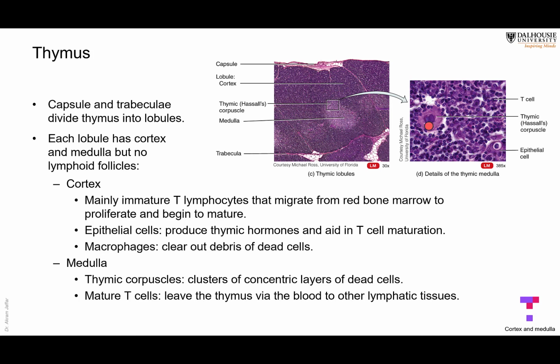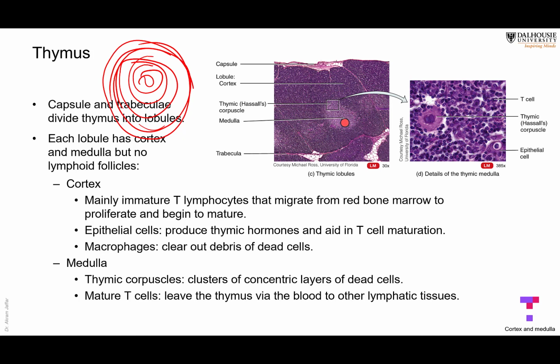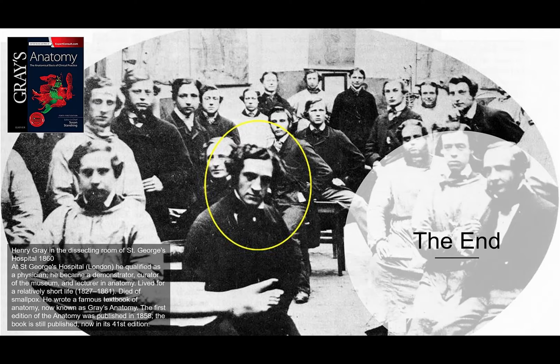So you will have these structures, which are a characteristic feature of the thymus, called Hassall's corpuscles, or thymic corpuscles. They consist of concentric layers of flattened dead cells. They are present in the medulla of the thymus. The cells that became mature in the cortex also reach the medulla, and then they leave the medulla through the blood and reach the other tissues.